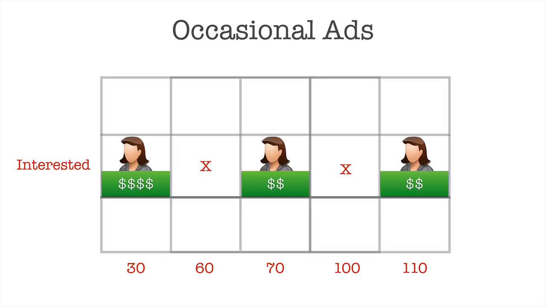So let's say I show ads for 30 days and then I turn them off up until day 60. That's what the numbers across the bottom are representing here. So I've turned ads off between day 31 and 60. And then they pop up again between days 60 and 70.